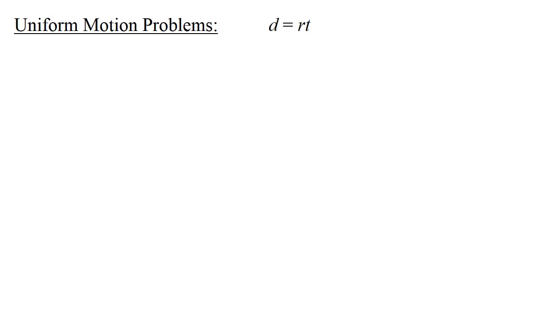Alright, so uniform motion problems are related to the formula D equals RT, where D is distance traveled, R is the rate, or speed is another name for that, and T is time. So get a basic idea of how this formula works.